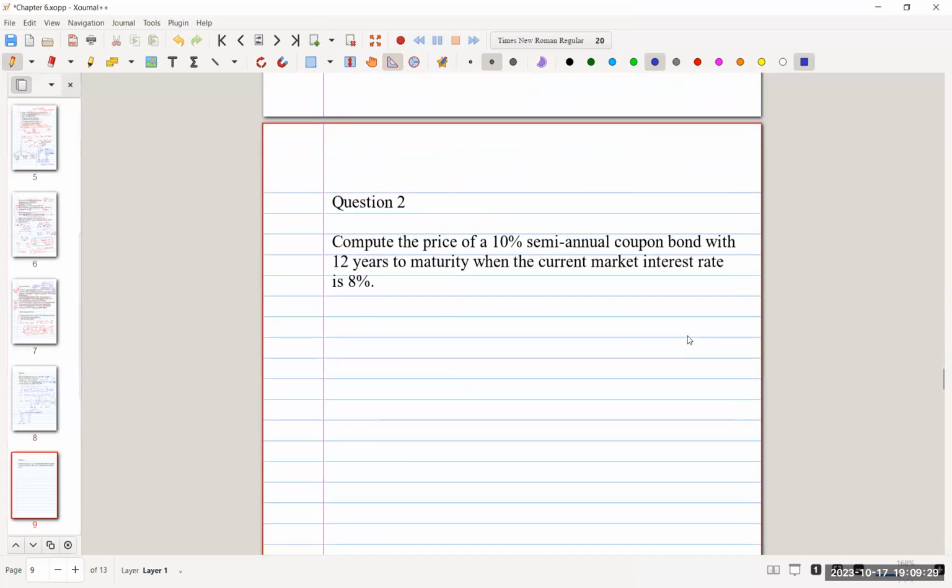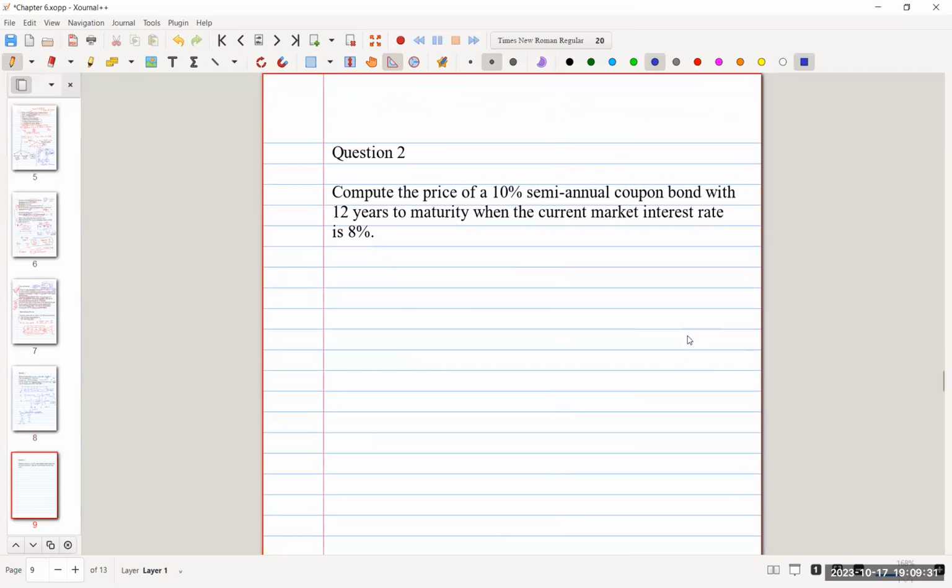Question number 2. Let's read it, and I will tell you a couple of things which you will need to keep in mind. Compute the price of a 10% semi-annual coupon bond. This needs to be paid attention to. This time around, I will not do the manual stuff because now you know what is to be done. We have done it once. So we'll just straight away go to the calculator. Compute the price of a 10% semi-annual coupon bond with 12 years left to maturity when the current market interest rate is 8%.